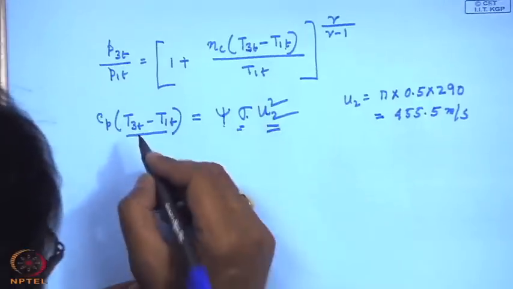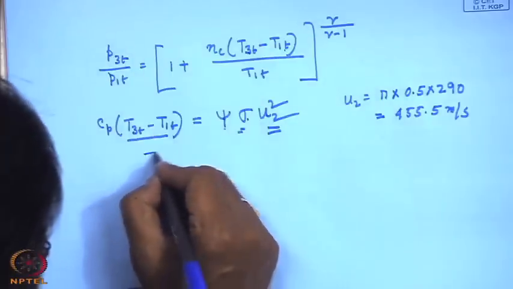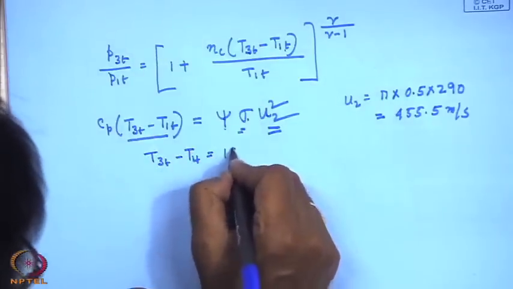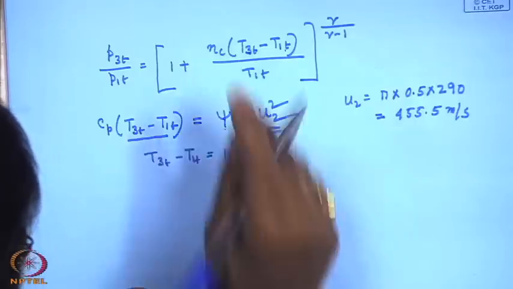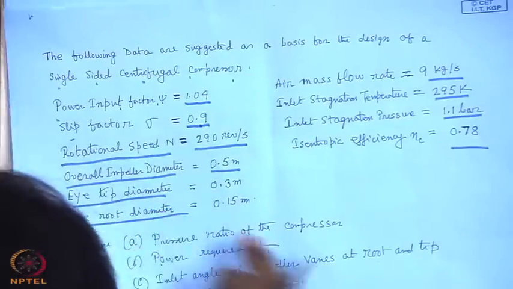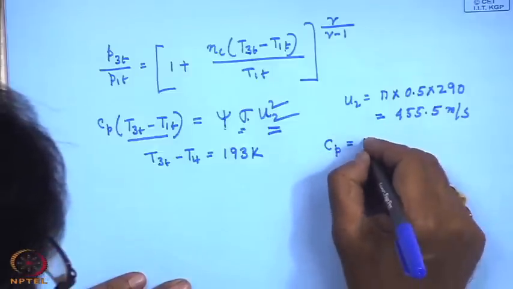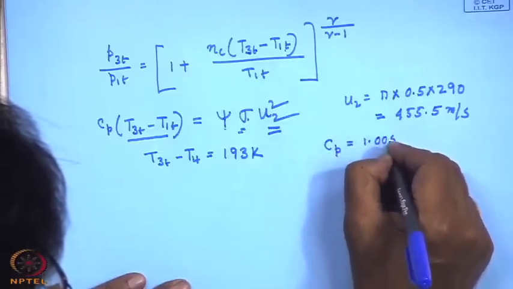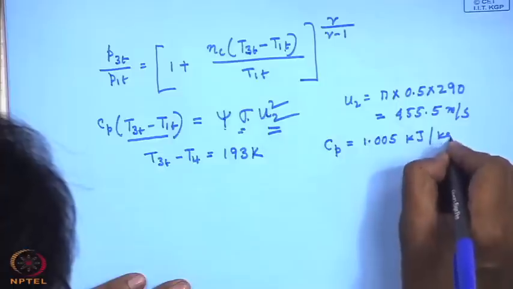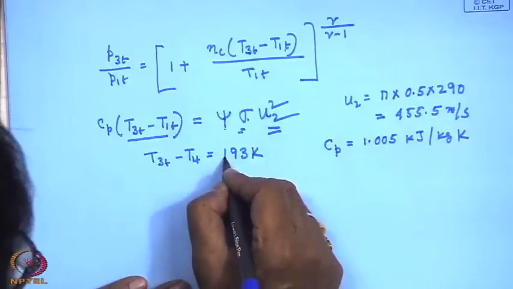So, if you put everything, you get the value of T3T minus T1T, which is 193 K. Here the value of Cp is not given in the problem. If the value of Cp is not given, in any case you can use that for air the value of Cp is 1.005 kilojoule per kg K. So, therefore, you can use the value of Cp and get T3T minus T1T.